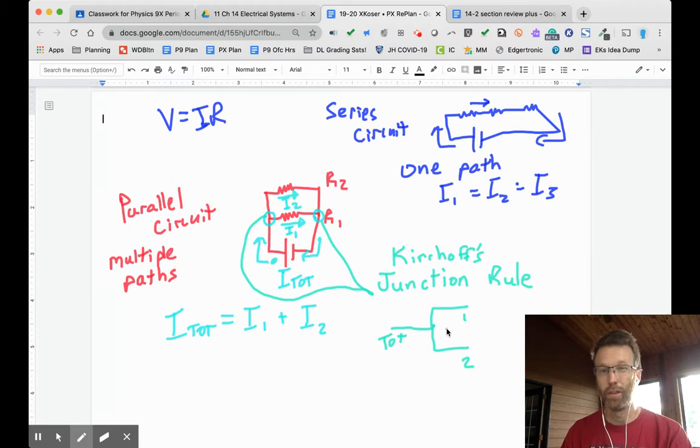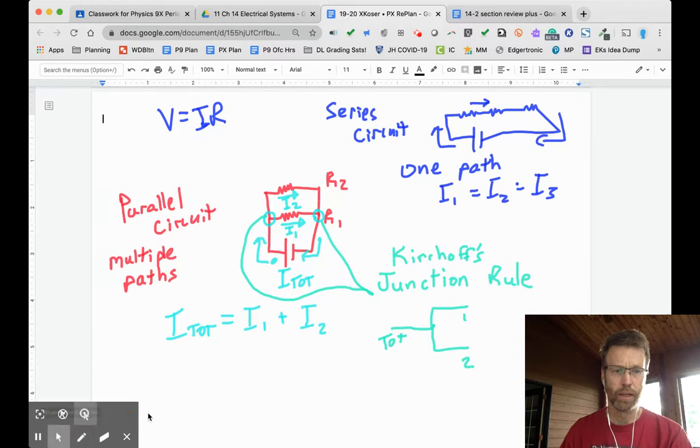In fact, if you really want to think about it, it's a conservation of charge idea. But bottom line, what you need to worry about today is just the idea that the total current is equal to the current at one spot plus the current at another. Now, what does this mean practically? Well, let's flip back and think about how we could tackle some problems.